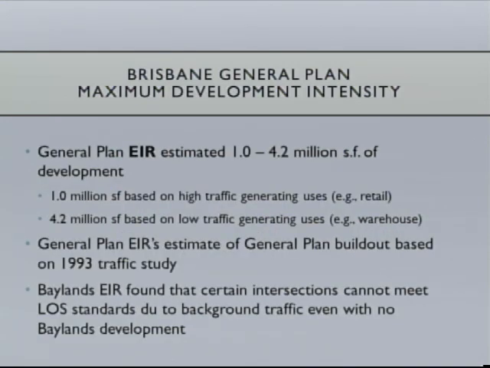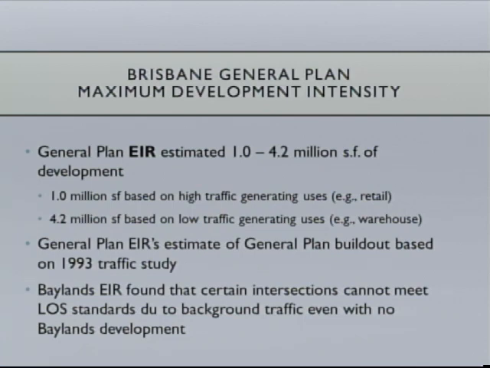Now, the EIR, Environmental Impact Report for the general plan, done back in 1994, estimated, based on traffic studies that are now 20-something years old, that meeting the level of service standards and providing water supply would yield somewhere between 1 million square feet of development and 4.2 million square feet of development, depending on the kind of use. If it's all retail, very high traffic generation, 1 million square feet. If it's warehousing, very low traffic generation, 4.2 million square feet. So that was the anticipation, the estimate used in the EIR.